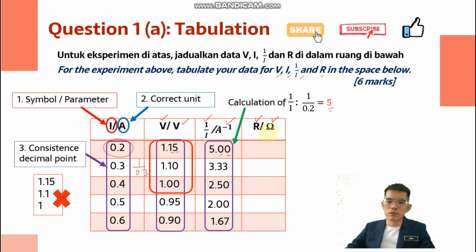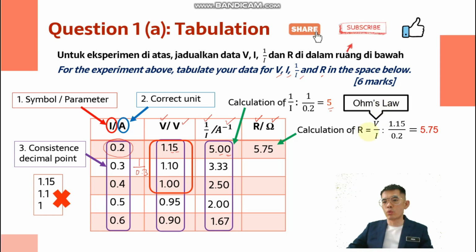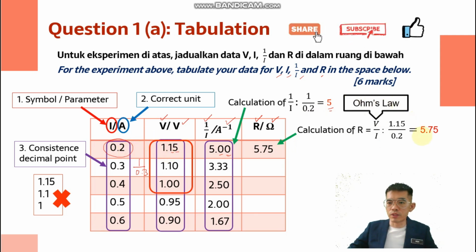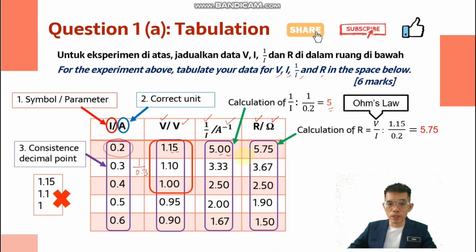For R, we use Ohm's law, so we divide V by I. Here, the first reading for V is 1.15, and the first reading for the current is 0.2. After calculating, we get our first reading, 5.75. The second reading is also calculated using the same formula. Again, make sure all the values have the same decimal places. If you fulfill these 3 tips and all the calculations are correct, you will get the full 6 marks.